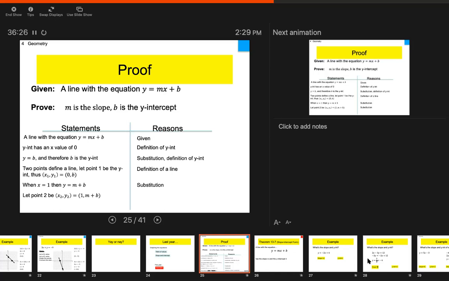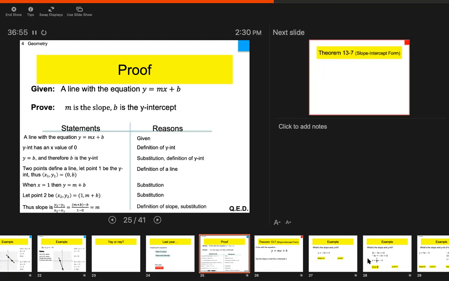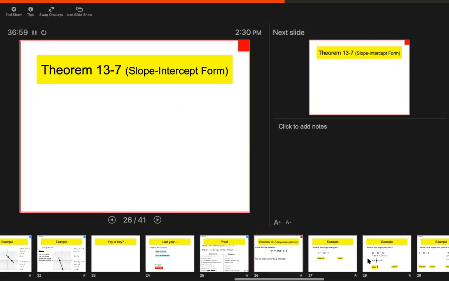And then we just apply the slope formula. It's really small, but hopefully you can see. This minus this, so it's m over 1, the b's cancel, so m equals m. There we go. And there was nothing wrong with the way you did it. Cool. You can have your book back. QED. And I wasn't lying to you last year. You can't use the formula.